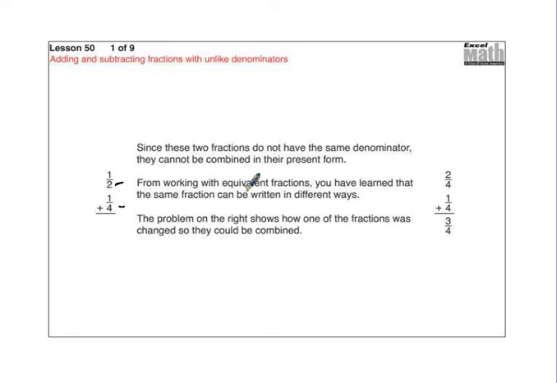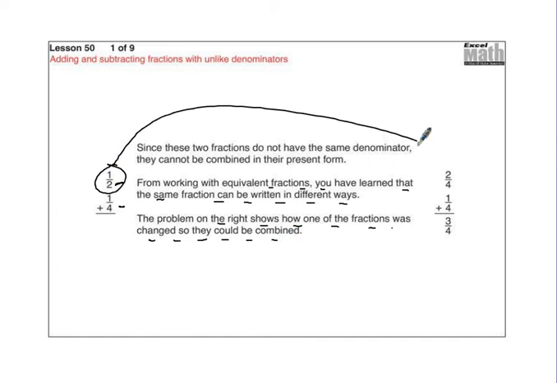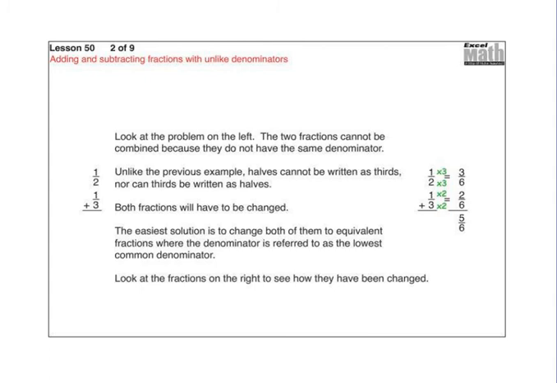From working with equivalent fractions, you have learned that the same fraction can be written in different ways. The problem on the right shows how one of the fractions was changed so they could be combined. So we changed 1/2 over here to 2/4, so now they both have fourths. And 2/4 plus 1/4 is equal to 3/4. And most of you know that 2/4 is the same thing as 1/2. All right, let's go on.